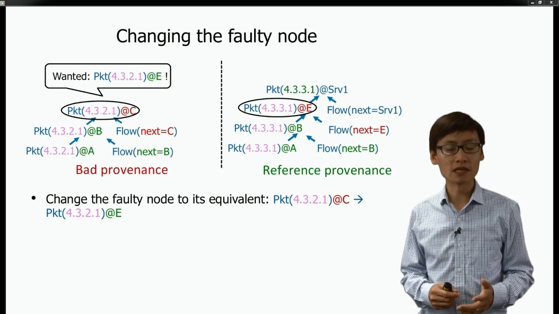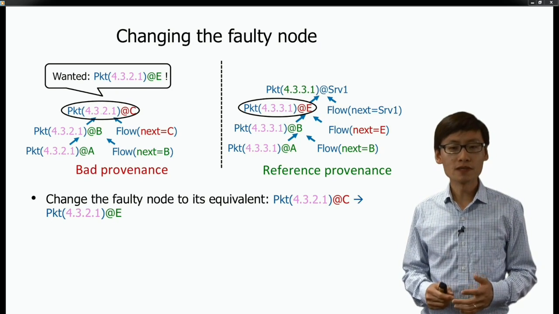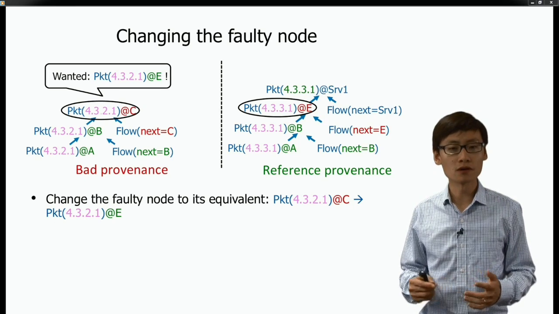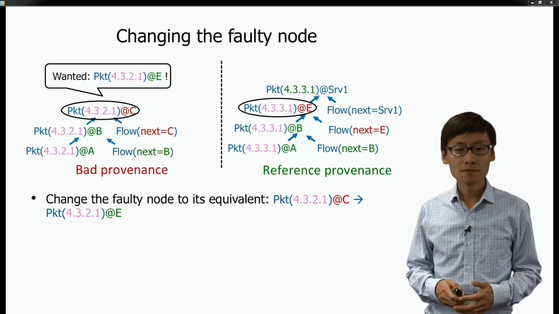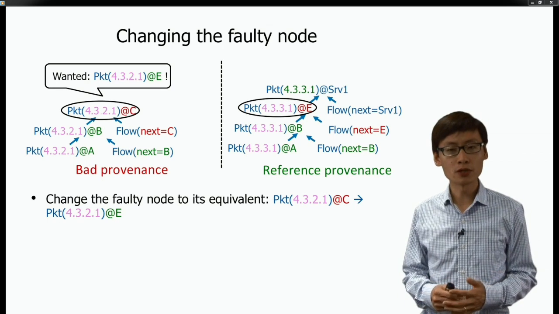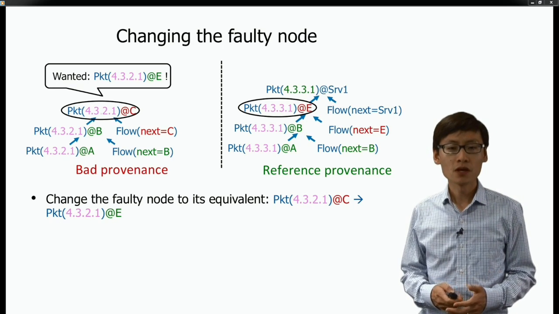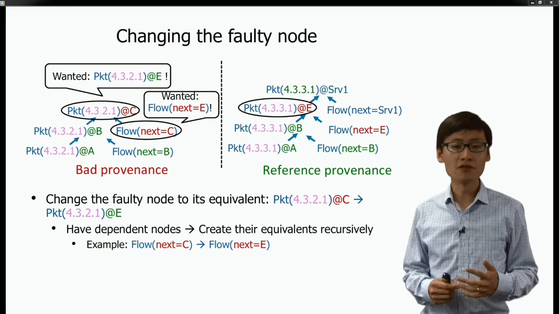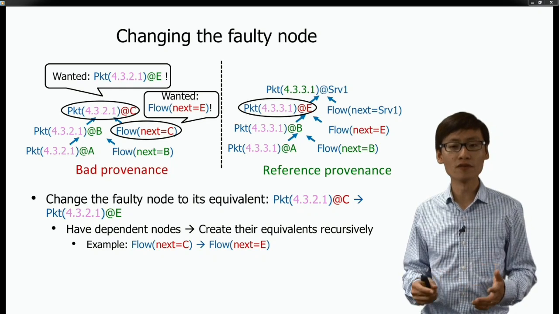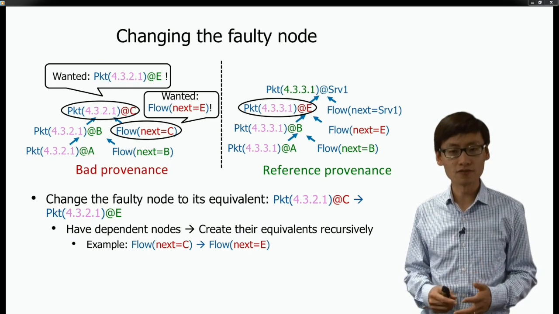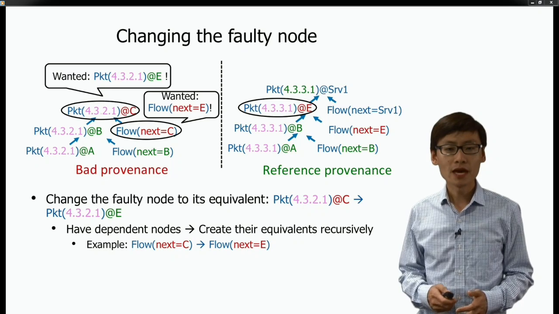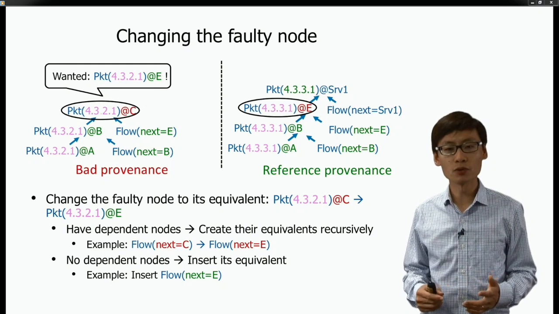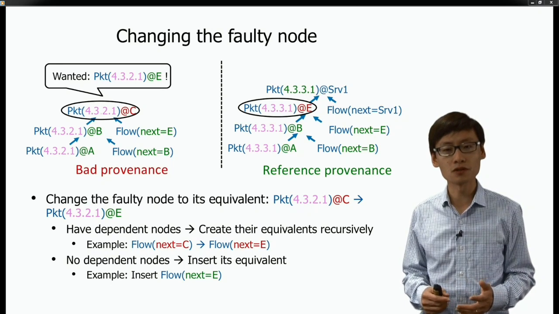Back to our running example. Here we see that two equivalent packets are routed to different switches, so they are no longer equivalent. Now, two things could happen when we are trying to change the faulty node. It could be that the faulty node depends on some other nodes. And in this case, we would need to create their equivalents recursively. And it could also be that there's no dependent node anymore, in which case we would directly insert the equivalent version of the faulty node.